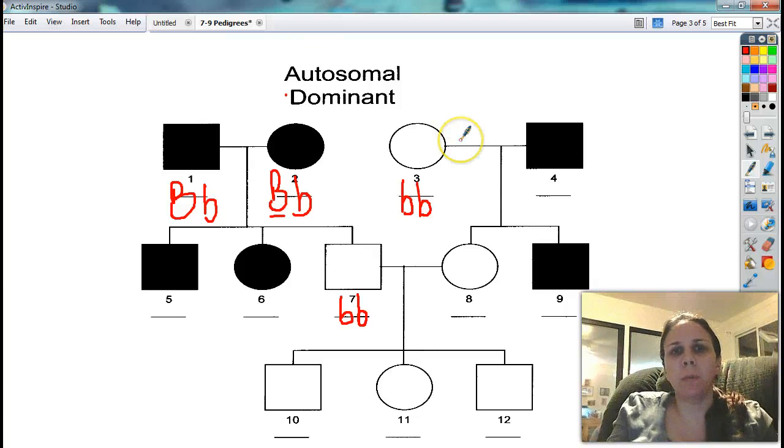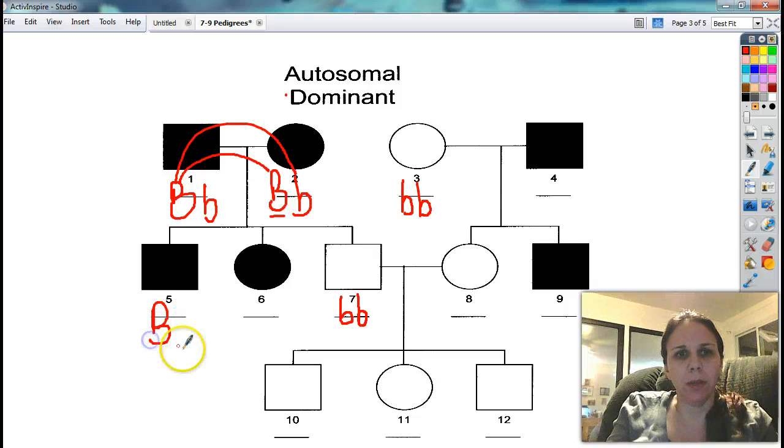Now, some of them you won't be able to figure out, because if I do the Punnett square from this, I can either be big B, or I can be big B, little b. So in this case right here, because they didn't have any kids to figure out, I could be both. So we represent that with a little question mark to show that we don't know what the genotype is until they have children of their own and figure it out.